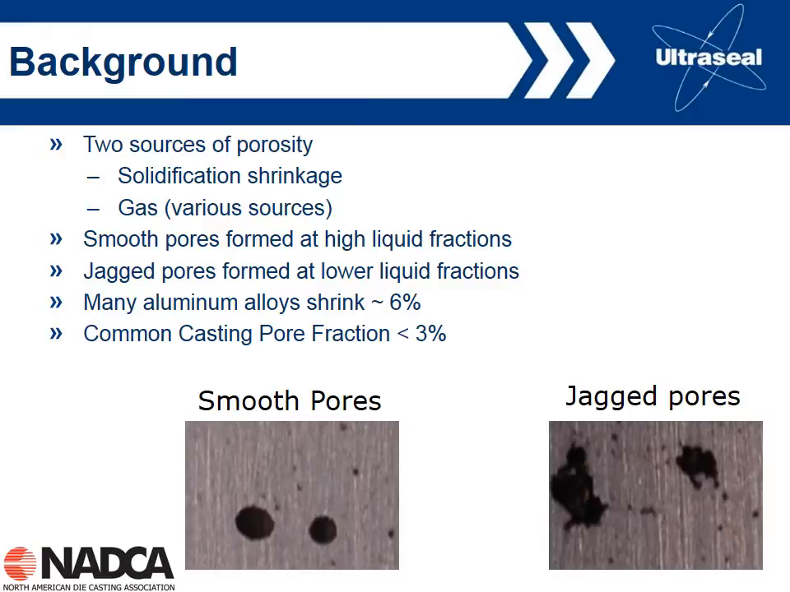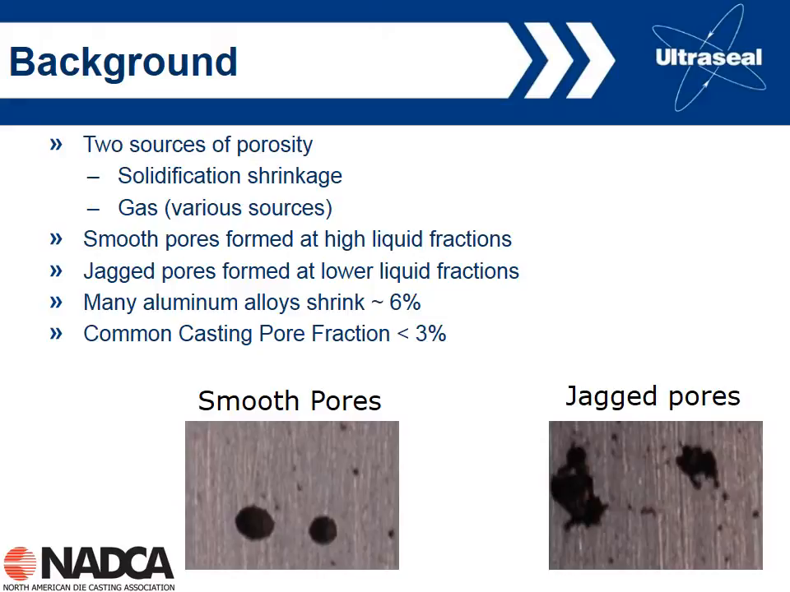So let's talk about the two types of porosity, shrinkage and gas, in a little bit more detail. With shrinkage we're talking about a volumetric contraction of the metal as it solidifies. Solid aluminum, for example, takes up less space than liquid aluminum. As we go from liquid to solid, we're reducing the size of the casting, and so we get this volumetric shrinkage.